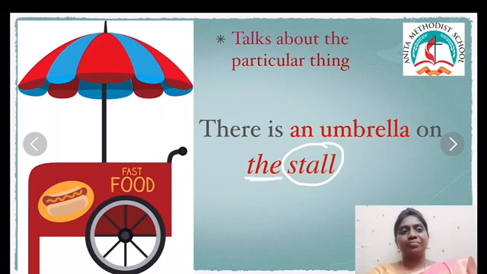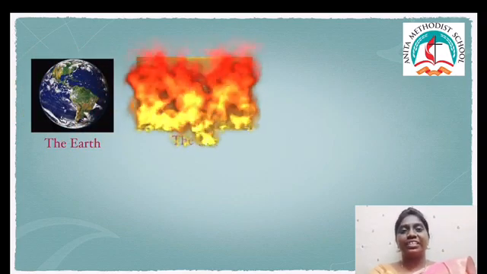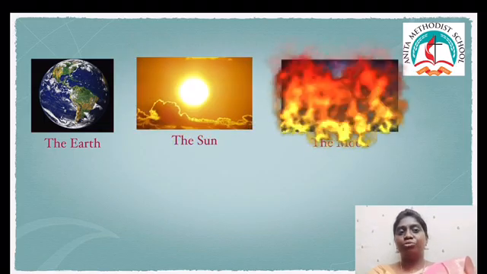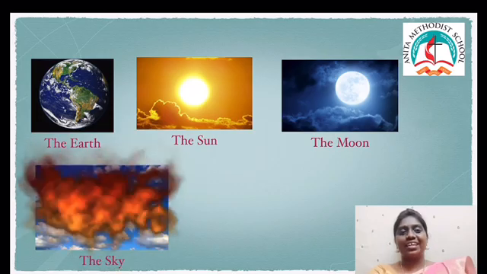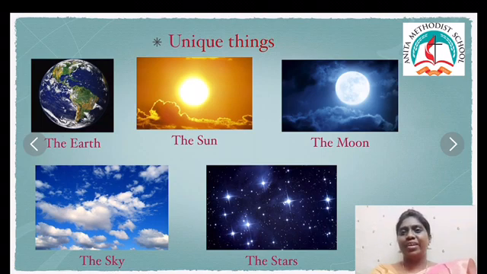The next thing, we saw about the unique thing, right? So the earth, the sun, the moon, the sky, the stars. These are the unique things where nothing can be replaced. There is only one sun, there is only one earth, nothing can be replaced. So there is only one thing. So they are very specific. So in this category we use the in front of the noun. Let's read one more time. The earth, the sun, the moon, the sky and the stars.